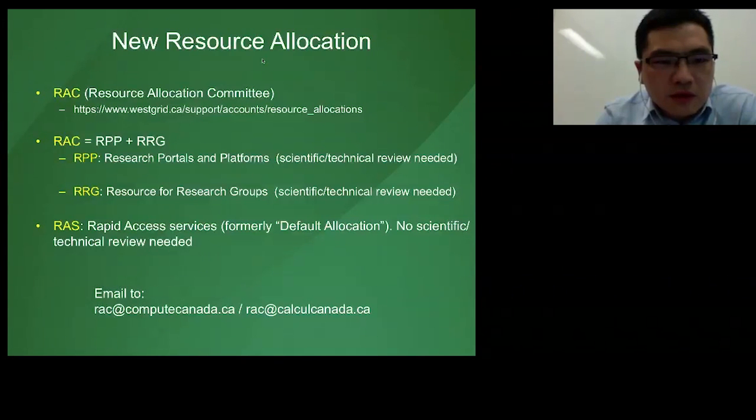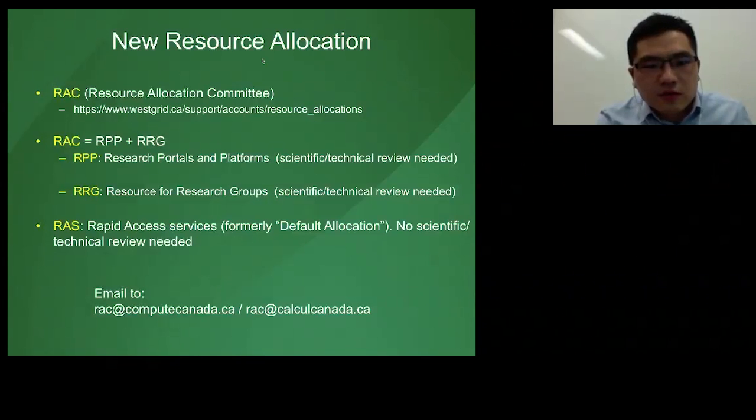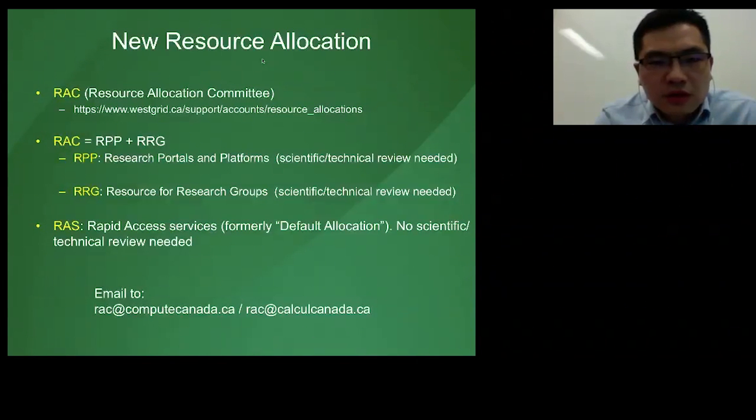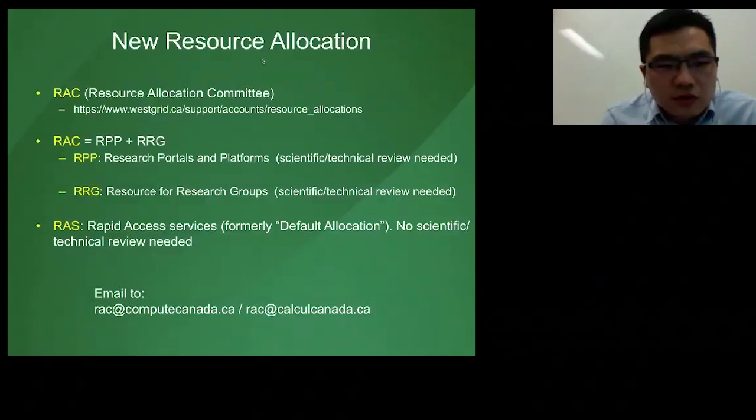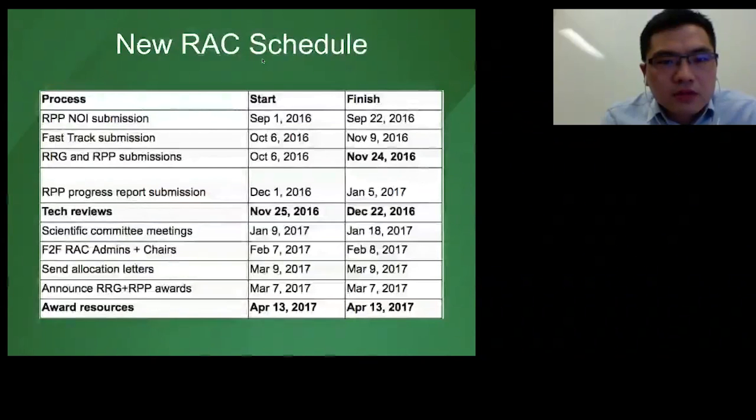There's another one called RAS, Rapid Access Service, which was formerly called default allocation. That means by default, you can get a certain small amount of resources, so no scientific or technical review is needed. Any questions can be sent to rac@computecanada.ca. This table shows the RAC schedule, from which you can see that the RPP NOI, notice of intent, has already started this month.